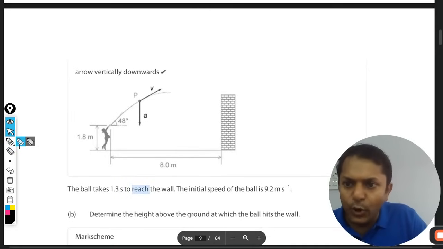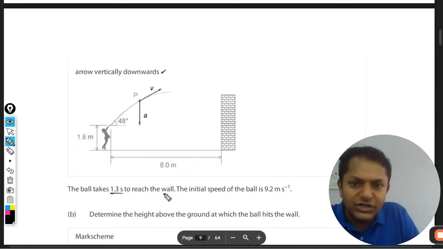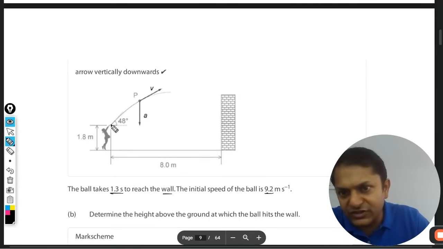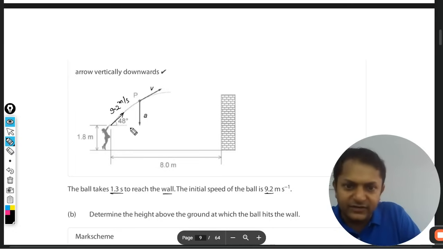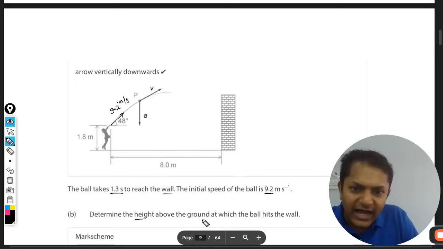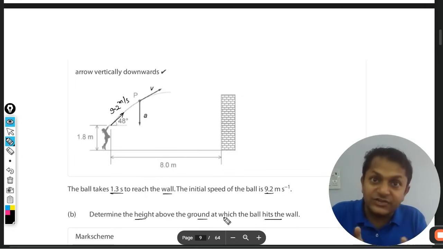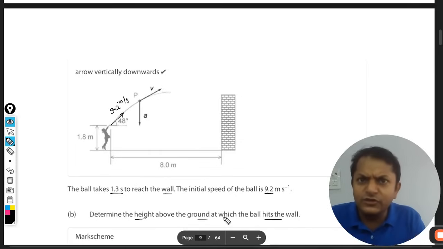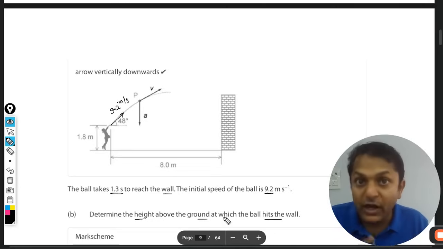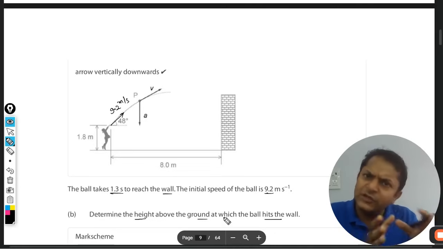Now the next question is, the ball takes 1.3 seconds to reach the wall. The initial speed of the ball is 9.2 meter per second. Angle is given as 48. Determine the height above the ground at which the ball is going to hit the wall. As such, I think it's a kind of simple question, we just have a SUVAT equation and we would be applying values there, but there are some nuances. If you have some knowledge gaps in this topic, of course, there will be a problem solving it. I will try my best to explain each and everything.